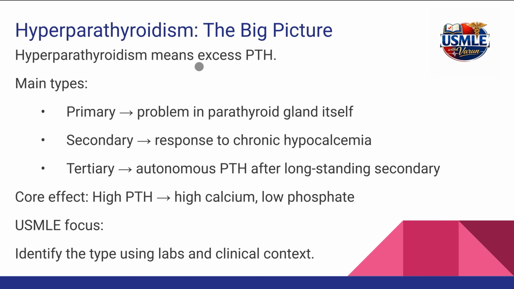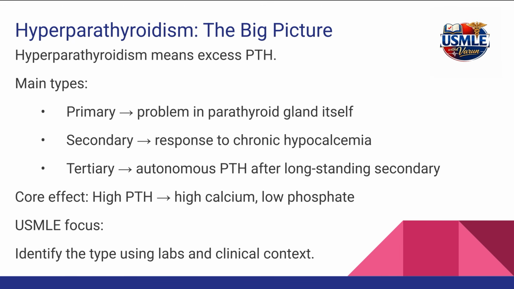There are three different kinds of hyperparathyroidism: primary, secondary, and tertiary. The key is to look at calcium and PTH together. Hyperparathyroidism means excess PTH. In primary, there is a problem in the parathyroid gland itself. In secondary, there is a defect in the response to chronic hypocalcemia. In tertiary, there is autonomous parathyroid hormone secretion after long-standing secondary hyperparathyroidism.